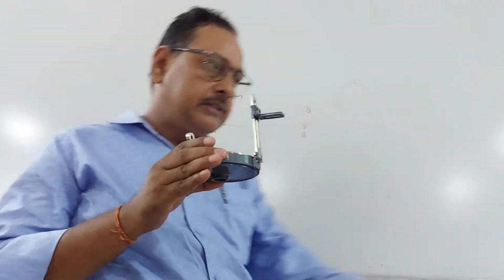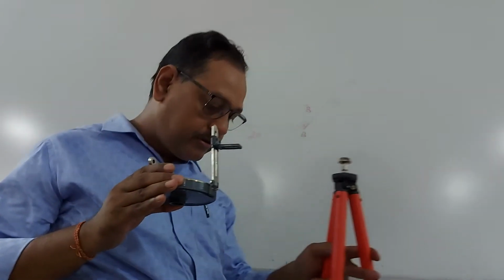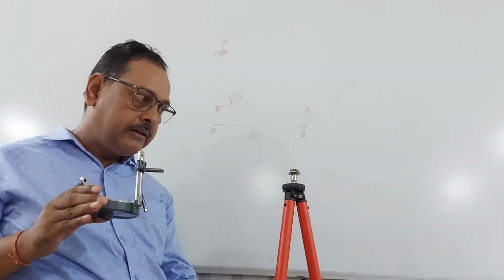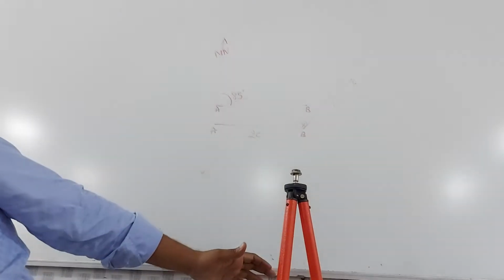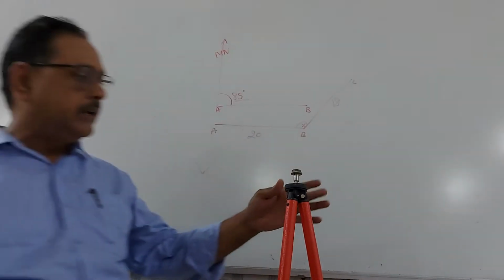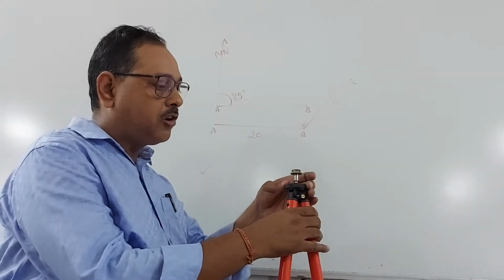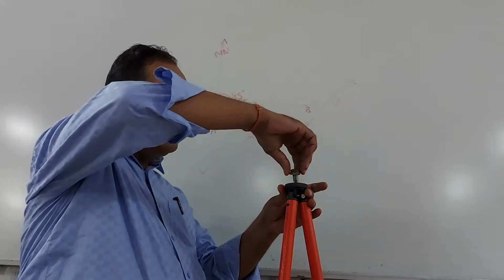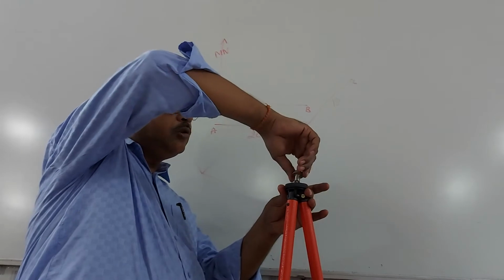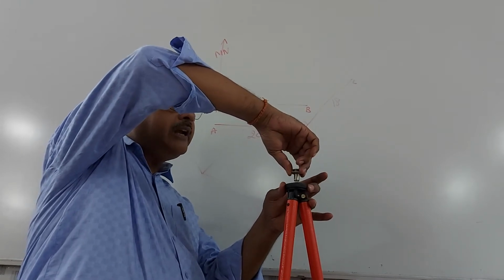First, see this one is a tripod. Are you able to see? And this is called the tripod head, equipped with a ball and socket arrangement. I am opening this ball and socket arrangement. You can rotate this ball and this thread.